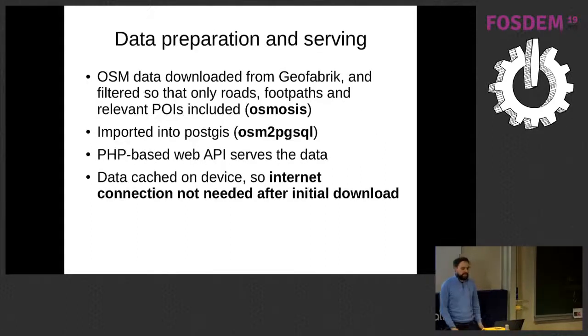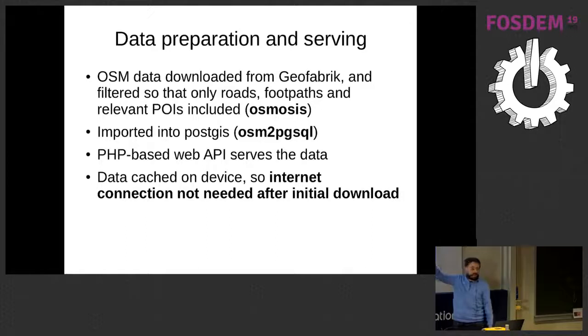Okay. So how do I prepare the data? It does not talk to OpenStreetMap directly. Obviously, the main OpenStreetMap servers are aimed at editing, not consumption of data. So it's basically using a very standard toolchain, using Osmosis, first of all. I download data from Geofabrik in Germany, the Geofabrik site by Jochen Topf and Frederik Ramm. So I download country extracts from there. I then run it through Osmosis, the OSM filtering tool, to select only the things I'm interested in, namely roads, footpaths, and a small subset of points of interest. And then I import into a PostGIS database.